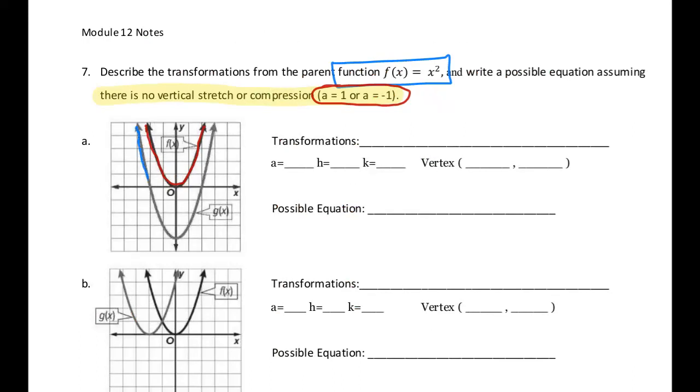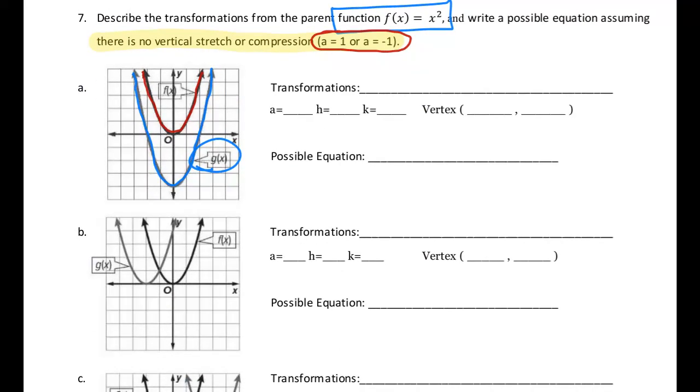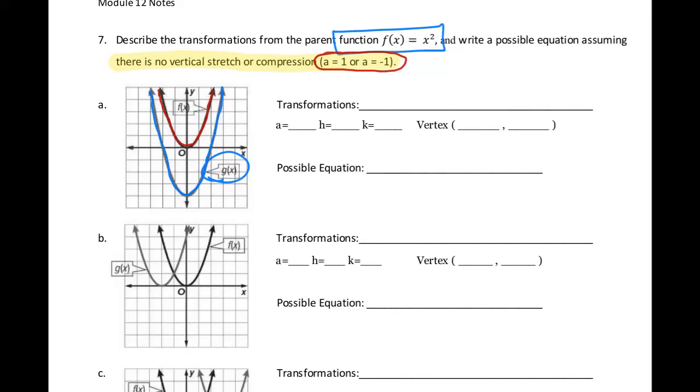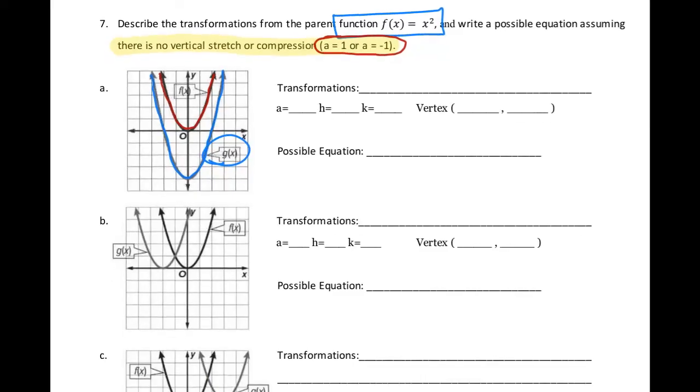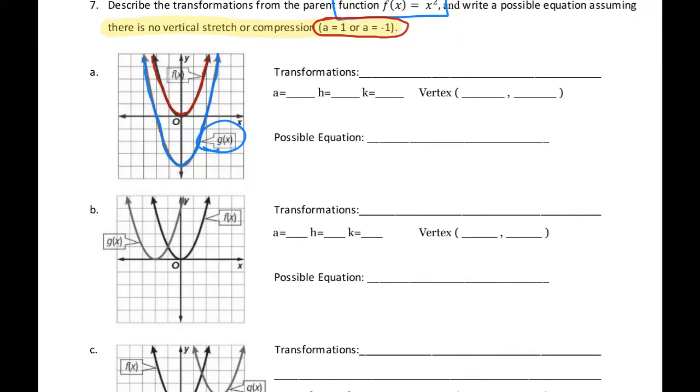And B is the transformed one, okay? So we don't have to write down the transformations first. I think it would be the easiest to go to the vertex. So what is the vertex point of the parabola for g of x? What is the vertex?